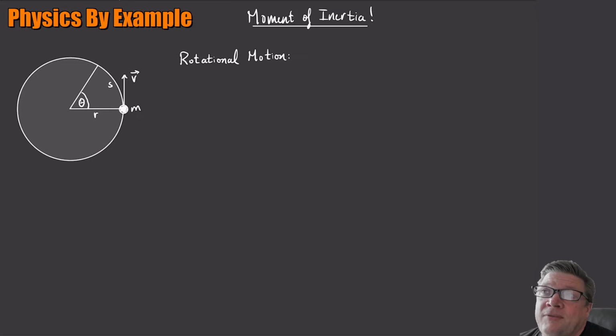So I have a little particle, mass m, and it's spinning around the center. It's in circular motion, so its instantaneous velocity is here, v. What we're going to do is try to find a better way to describe the rotational motion, and that's going to be with something called the angular velocity, the angular speed.